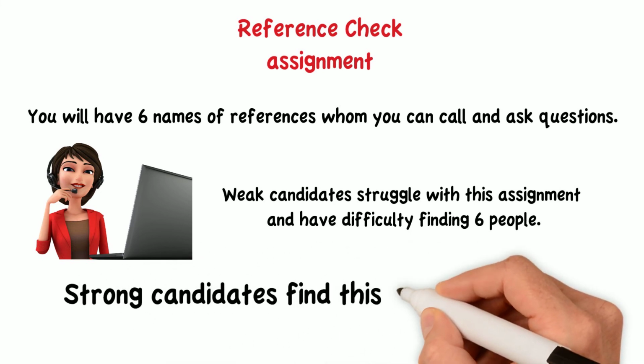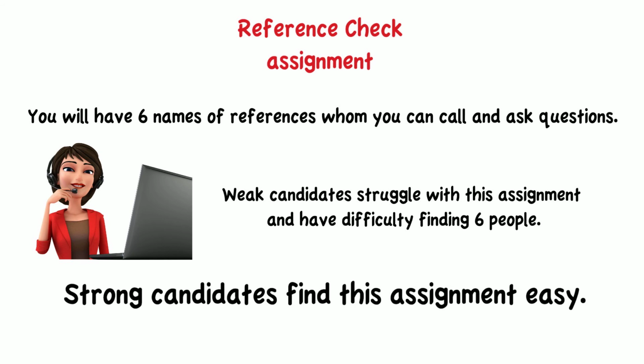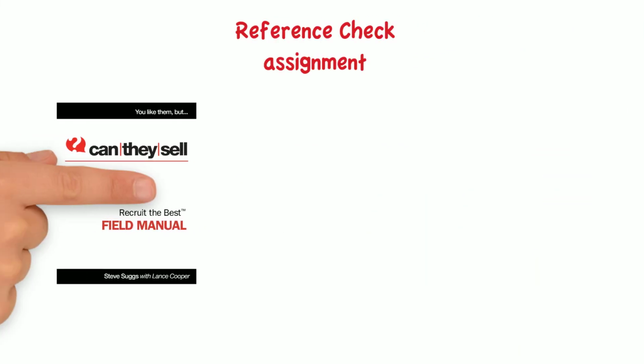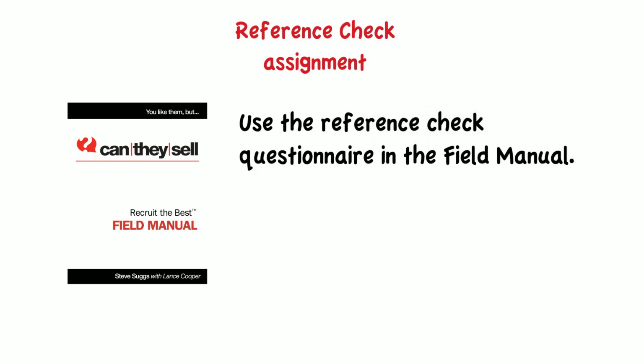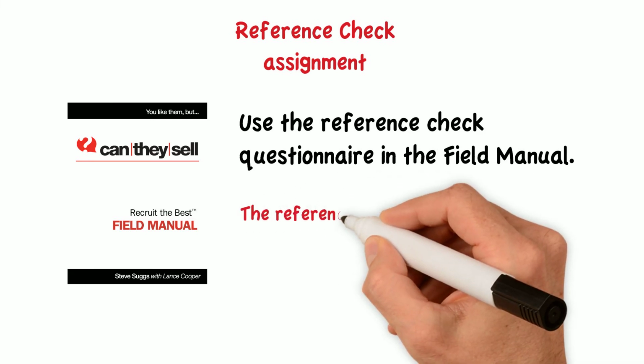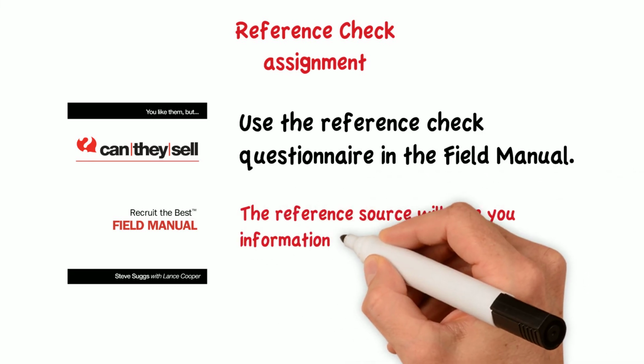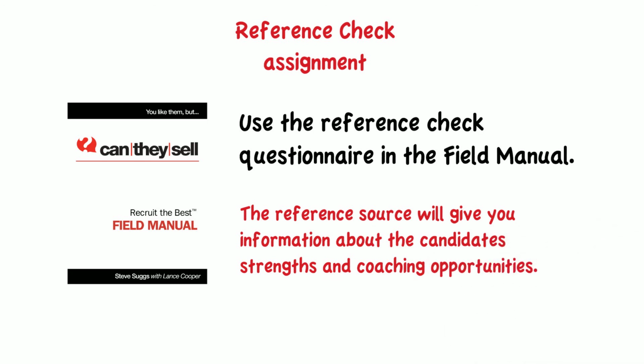Strong candidates find this assignment easy and will give you the names of people who will tell you great things about them. It's easy because they're great candidates and their former bosses would like to have them back. Use the reference check questionnaire in the field manual to ask the references questions about the candidate. You'll find that because the candidates have gained permission for their references to answer your questions, the reference source will give you the information about the candidate's strengths, along with some coaching opportunities.